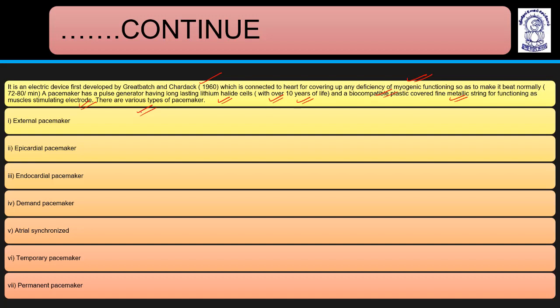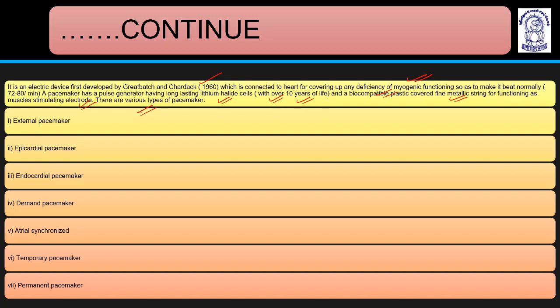A pacemaker has a pulse generator having long-lasting lithium halide cells with over 10 years of life and a biocompatible plastic covered by metallic strings which function as muscle fibers for the proper conduction of impulse.